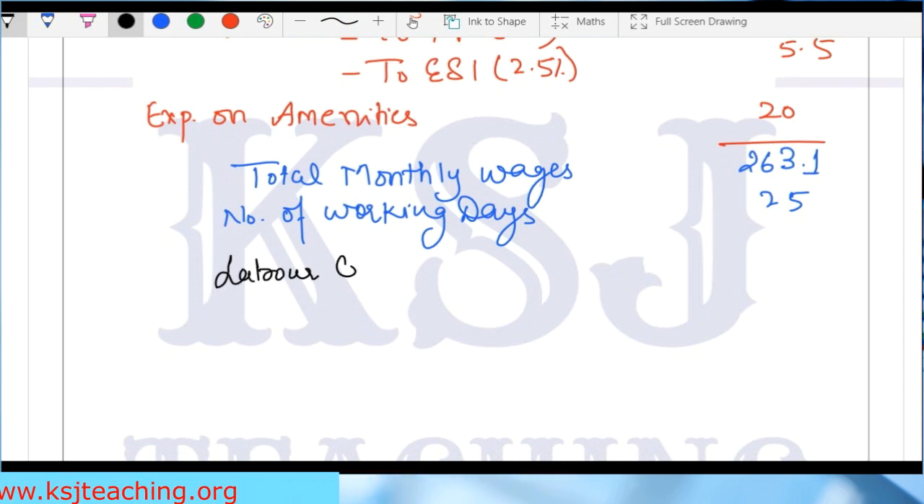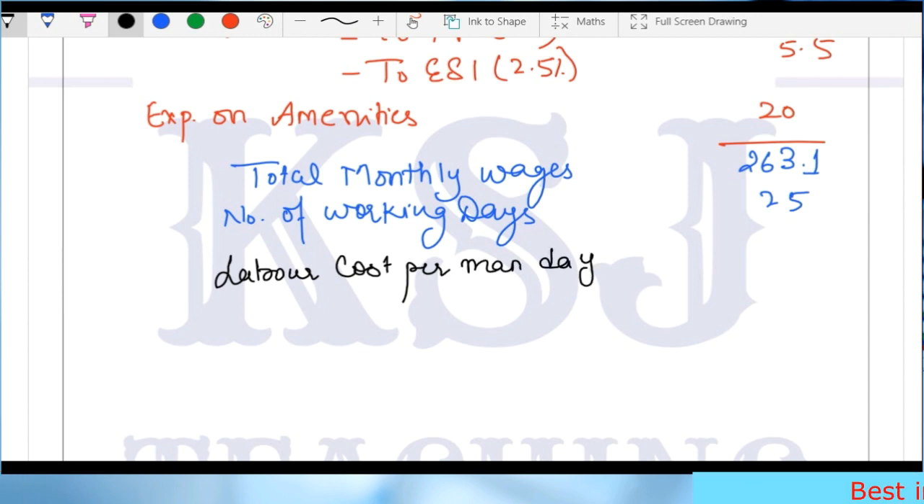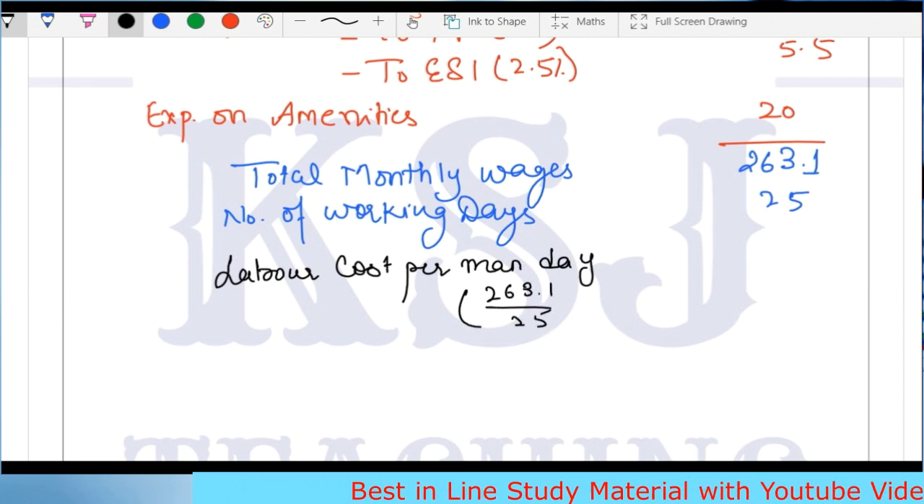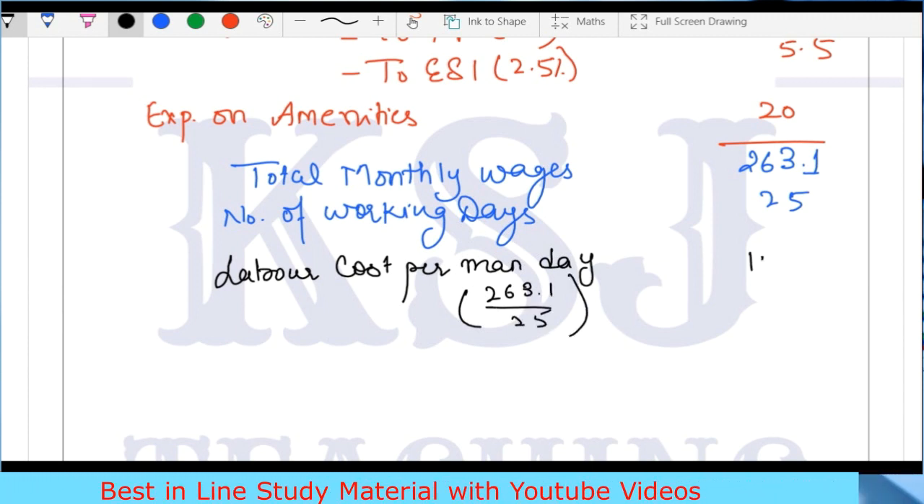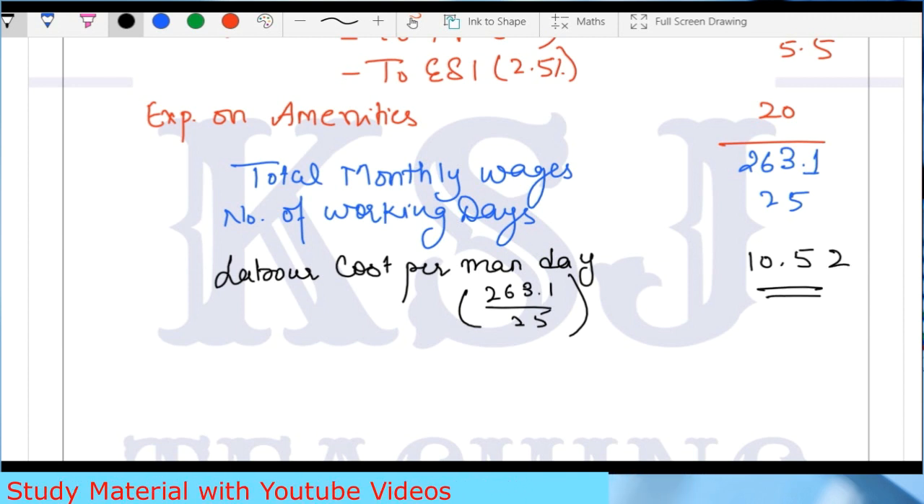Labor cost per man day. This is what the requirement is. Per man day is 263.1 divided by 25 because we have to calculate it for 1 day. Clear?